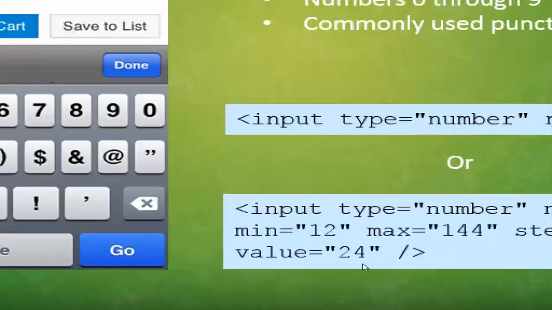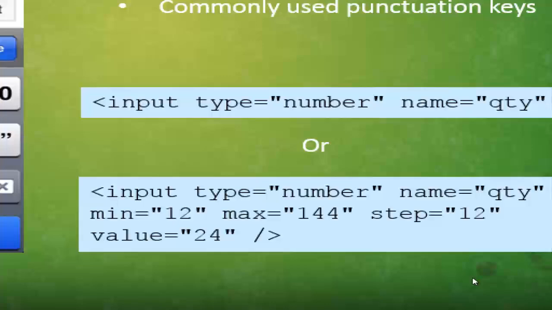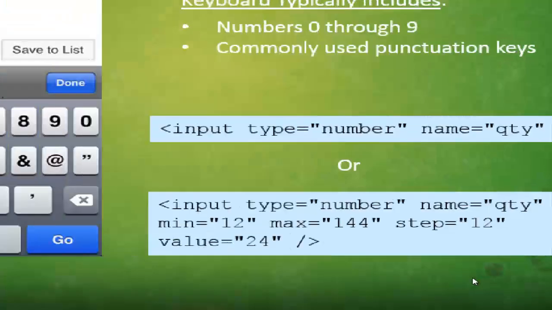So you have the minimum, maximum, and if you specify the value, that will be the default value. 24 will be the default value when it starts. It's going to start up with the 24. If you want to specify some value like age of a person or some minimum quantity, value equal to 1 means minimum item purchase will be 1. Automatically it's going to appear there.